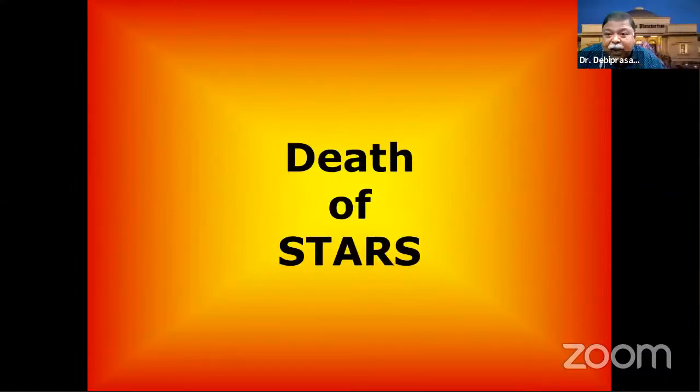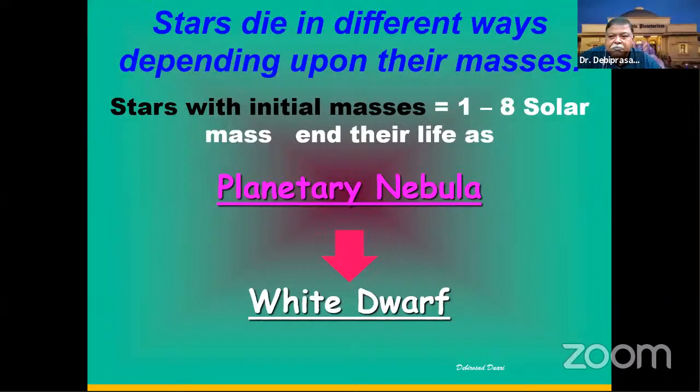If stars are born, they have to die. How do they die? Stars die in different ways depending upon their initial masses. Let us talk about the stars whose initial mass is 1 to 8 times the mass of the sun. For example, take the sun. It is burning hydrogen to helium at the core. How long will there be enough hydrogen at the core to produce helium and to create the energy which ultimately supports our sun? If you do a small calculation, another 500 crore years.